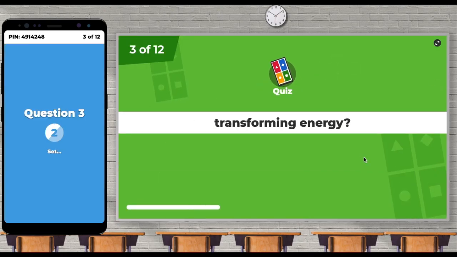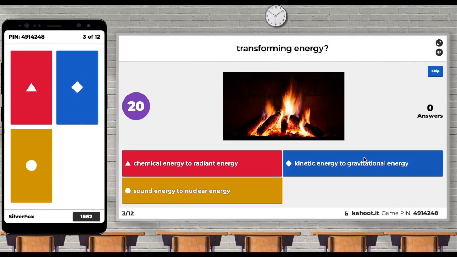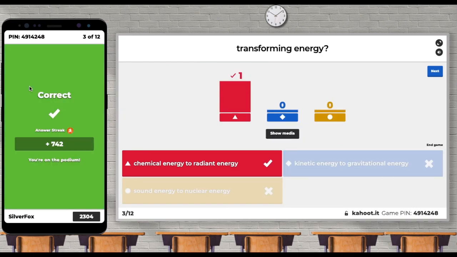Question number 3, how is this image transforming energy? We have burning wood. Is it chemical energy to radiant, kinetic energy to gravitational, or sound energy to nuclear? It is chemical energy to radiant energy. Remember, anytime we have any kind of fuel or we're burning something, it's chemical energy, and then it's being converted to radiant energy or light energy. It could have also said thermal here as well, because it does produce heat.